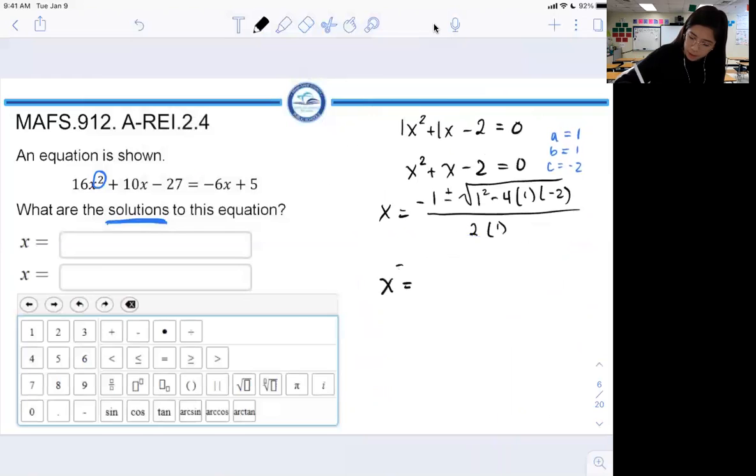X equals negative 1 plus or minus the square root. What do I get in here? 1 squared is 1. And then what's negative 4 times 1 times negative 2? 8.